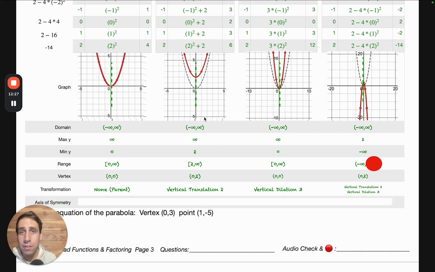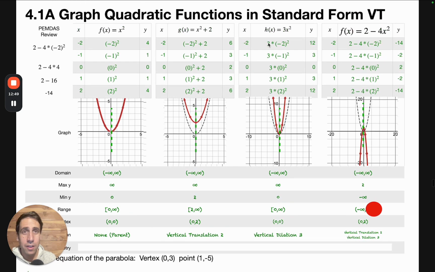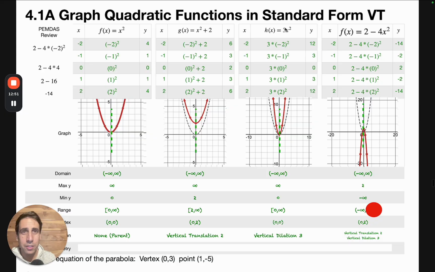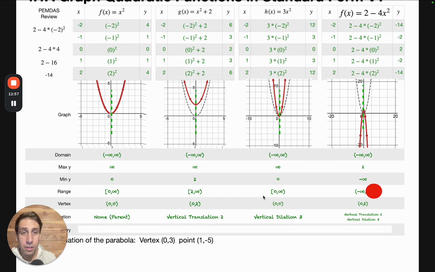But compared to the parent function, this one has a vertical translation of 2. It's been translated vertically 2 units, as you can see right here. This one has a vertical dilation of 3. Sometimes people say vertical stretch of 3, but depending on the textbook and the format, they might use slightly different vocabulary. In any case, it's because there's some multiplication here, times 3. All the y values got stretched 3 units vertically.